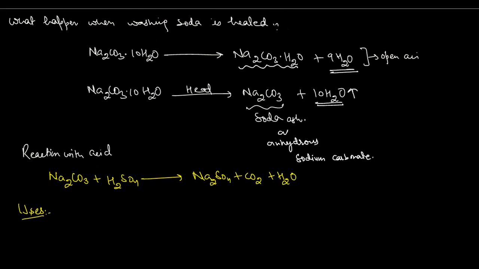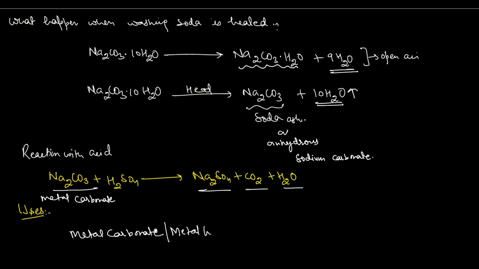So you know that if we react sodium carbonate with an acid, it will give you sodium sulfate, meaning a salt, and this is a metal carbonate. Okay, so it is a general equation: metal carbonate and metal hydrogen carbonate, when you treat both with acids, they will give you the same result. That will be salt plus water plus carbon dioxide formed.